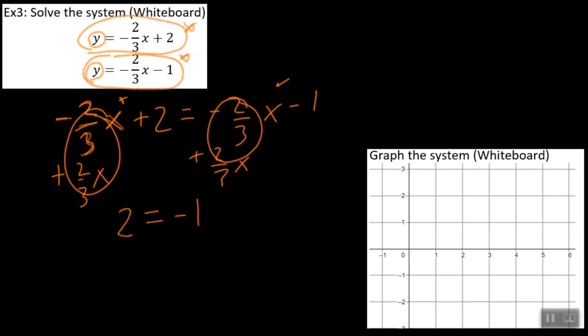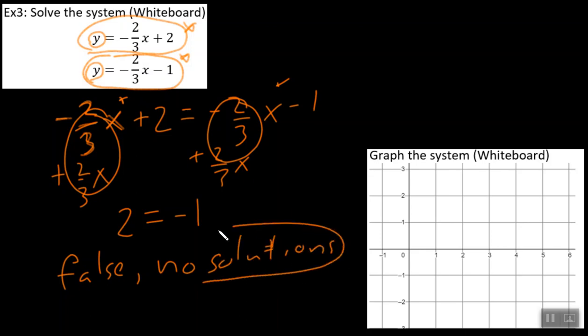Remember, when your variable goes away, and you're left over with a false statement, which 2 equals negative 1 is a false statement, what does that really mean? Well, it means that this system has no solutions. And I want you to think back to Algebra 1. What would indicate no solution? Well, let's graph these really quickly.